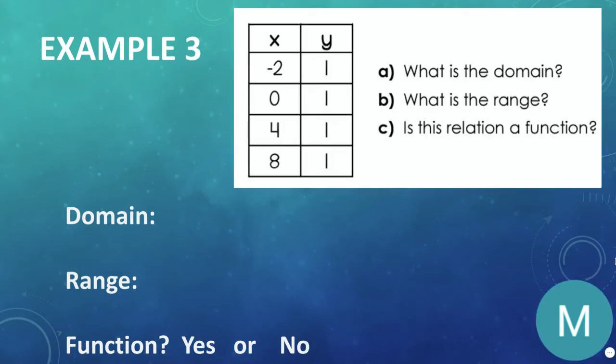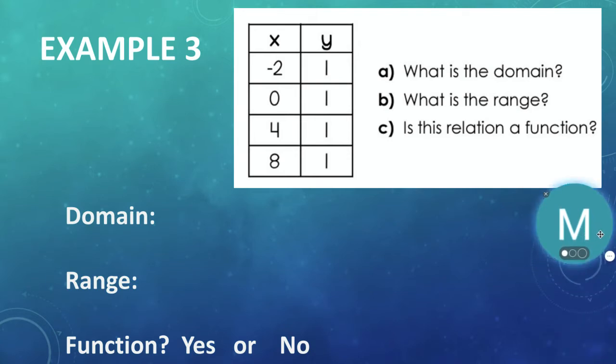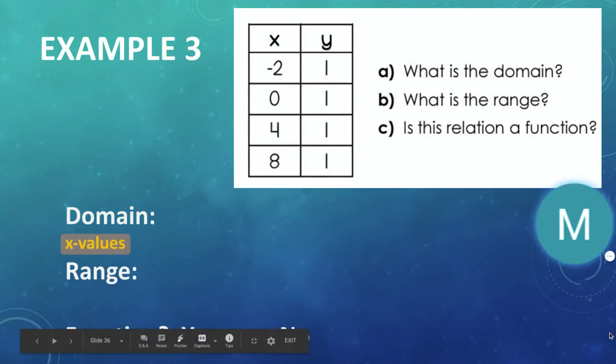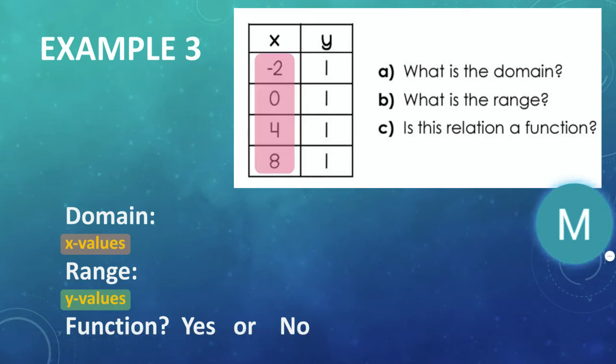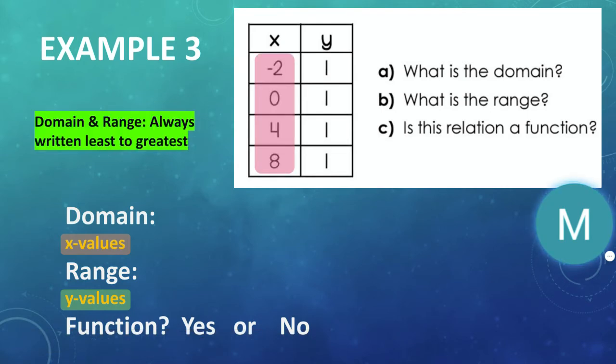Next example. This time we have a table. So on the table, I have my x values on the left, my y values on the right. Domain are the x values, range are all the y values. So first I highlight all my x values. And again, domain and range are written least to greatest. So my domain would be -2, 0, 4, 8. My range are all the y values. Since I don't have to repeat the numbers, I only have to write 1 once.